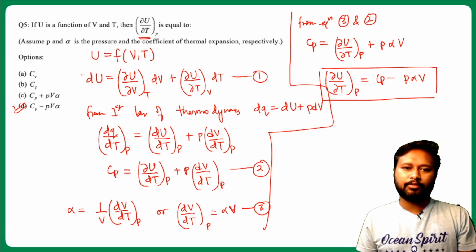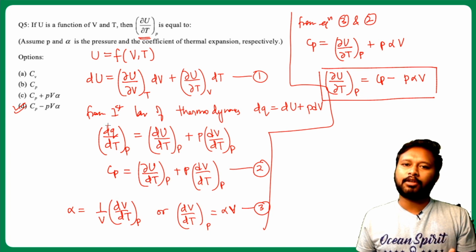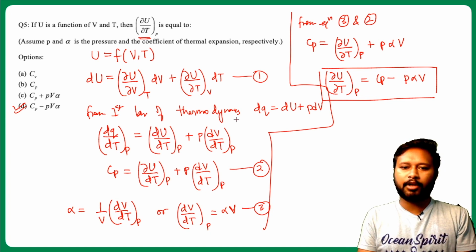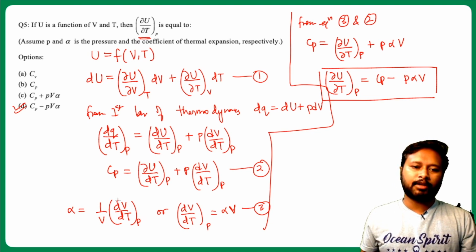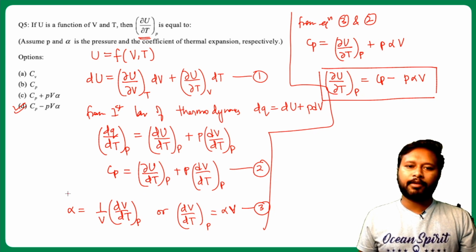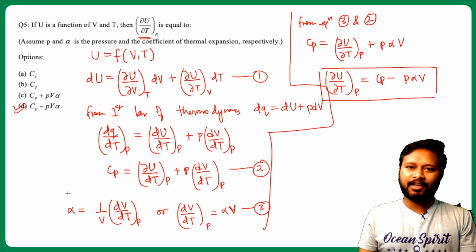Ideally, this is just to explain that this is how it can be written, but the solution starts from the first law of thermodynamics, and that's how you can derive this. All right, I hope you have understood it well. The key for doing this question is to remember the formula for alpha, that is the coefficient of thermal expansion. All right, let's take the next question then.